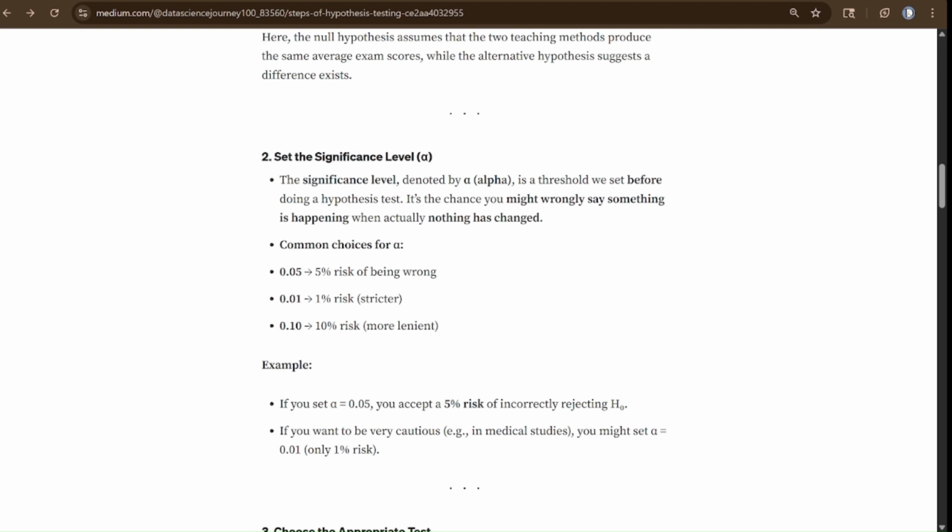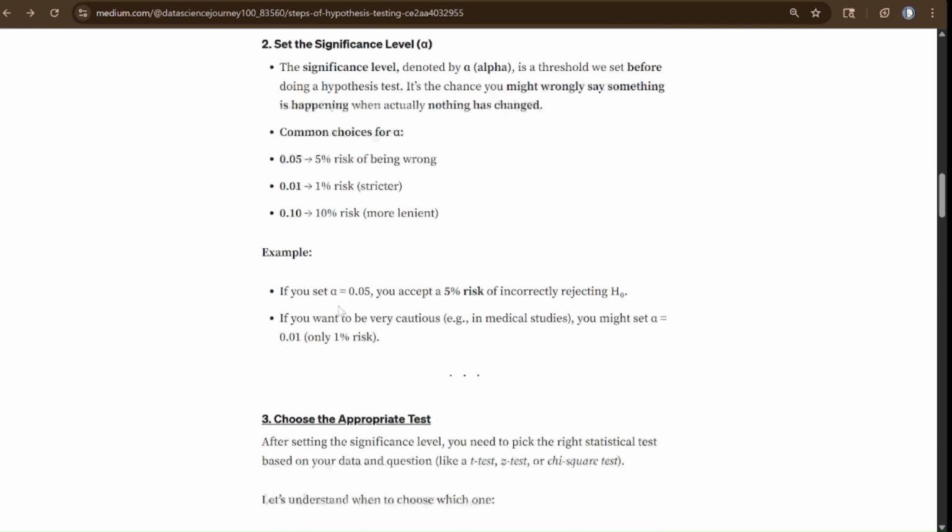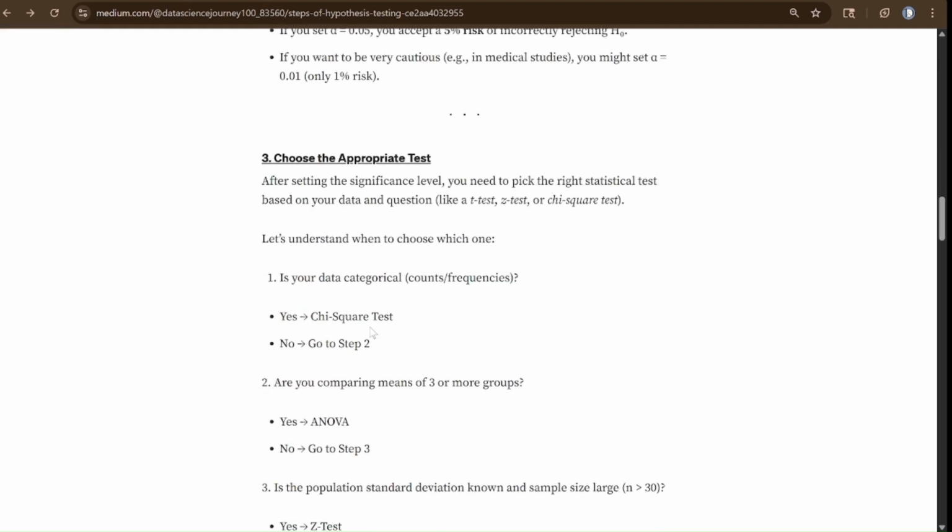Okay, 0.01 means 1% risk. That means you don't want to take too much risk, so you are becoming too strict. Okay, 0.10 means 10% risk. 10% risk means you are becoming quite lenient. So you understand? It's on you what you set as your significance level. Generally these are set.